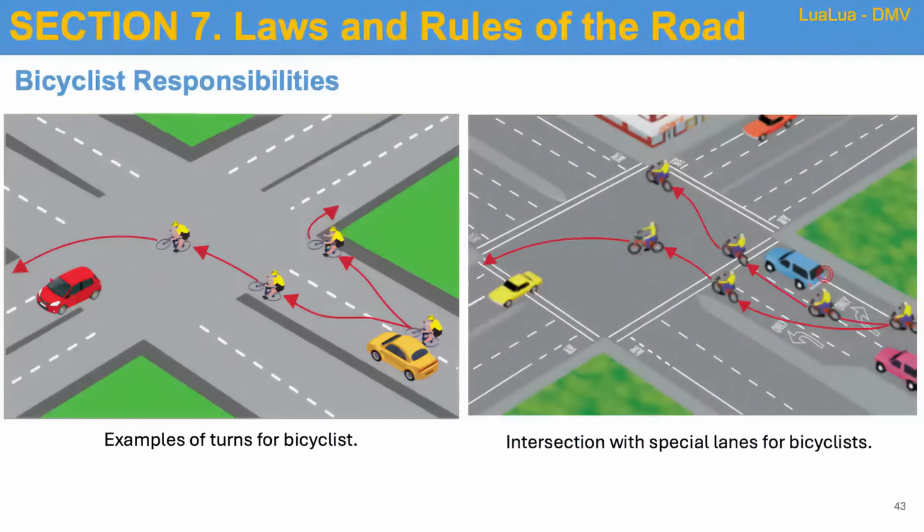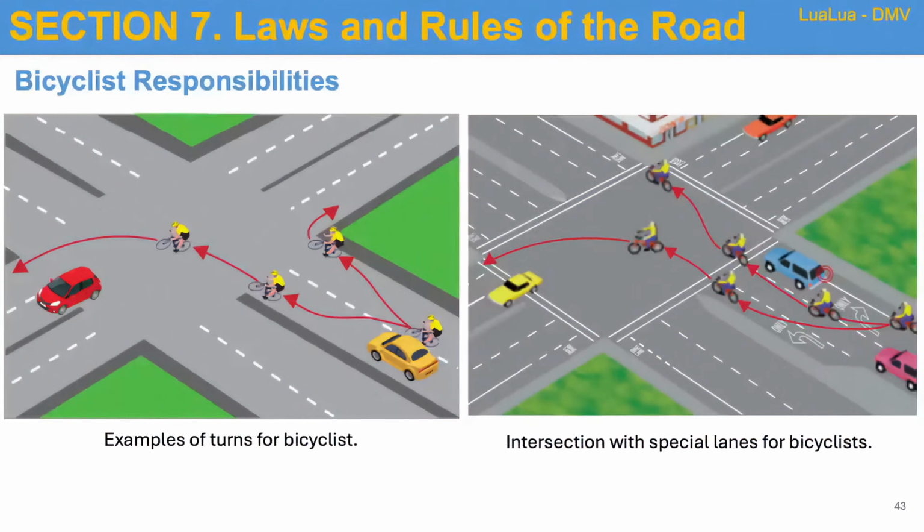Bicyclist responsibilities. As a bicyclist, you must obey all traffic signs, signal lights, and basic right-of-way rules. Ride in the same direction as traffic. Always look over your shoulder to make sure the lane is clear before turning or changing lanes. Yield to pedestrians. Wear a helmet, if under 18 years old. Stay visible, for example, never weave between parked vehicles.